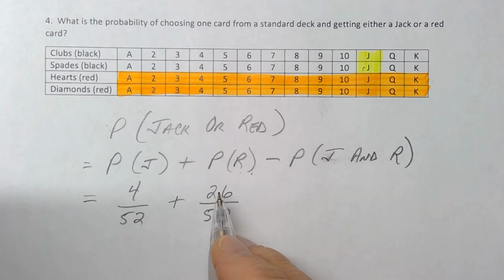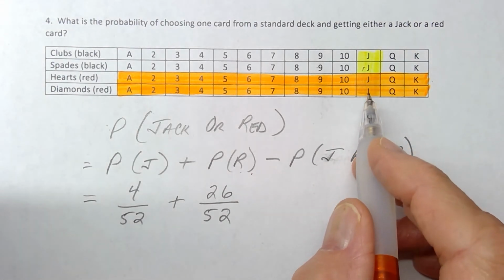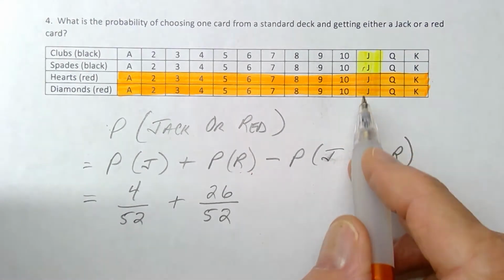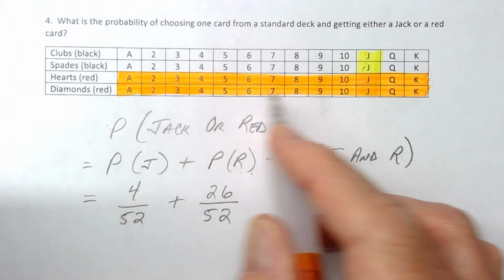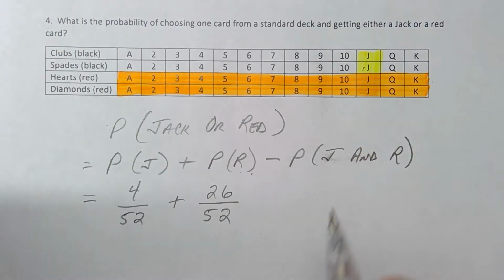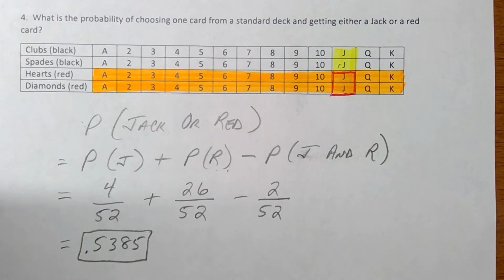I've already got this up to 30. So what's going on? What's going on is I counted these 2 jacks twice. All right, I counted them with the jacks, and then I counted them again with the red cards. So I counted this one twice, and I counted that one twice. I got 2 extras that I have to subtract back out.